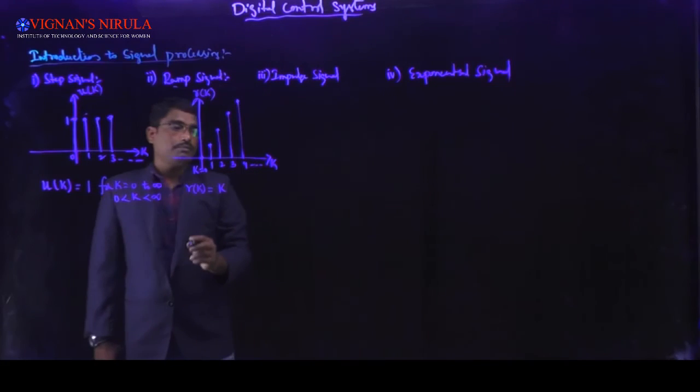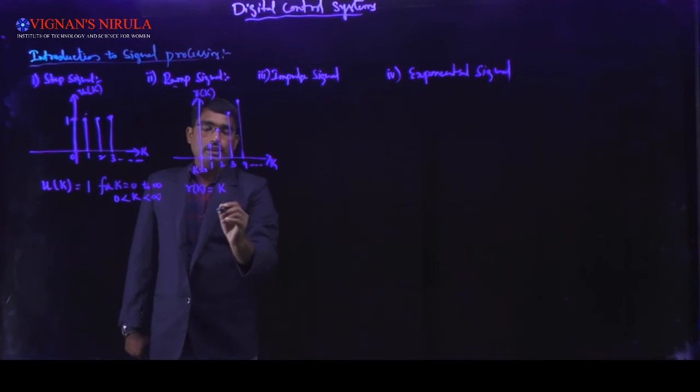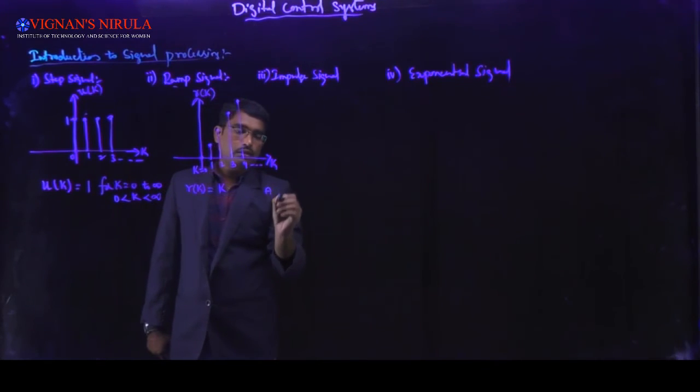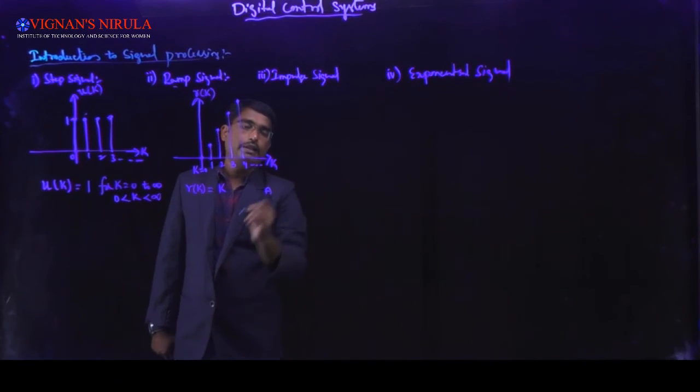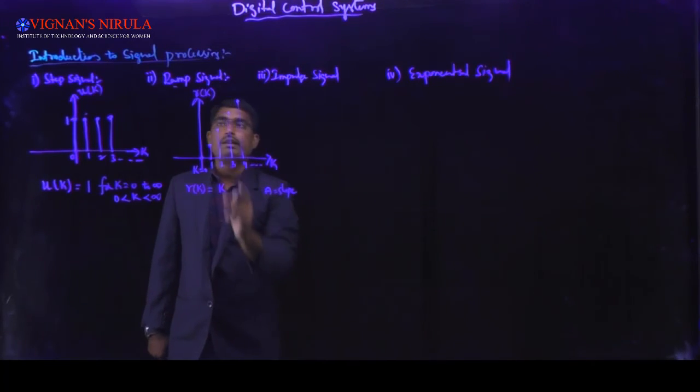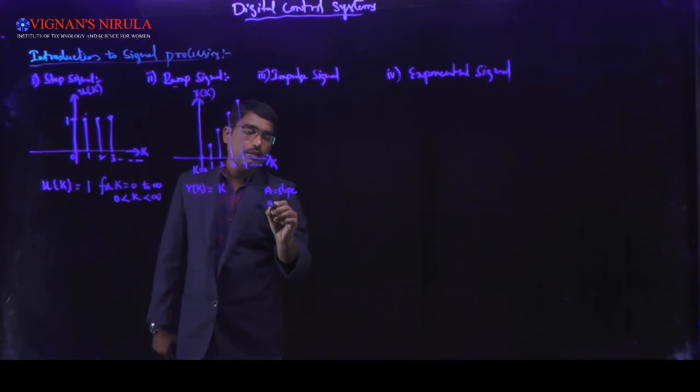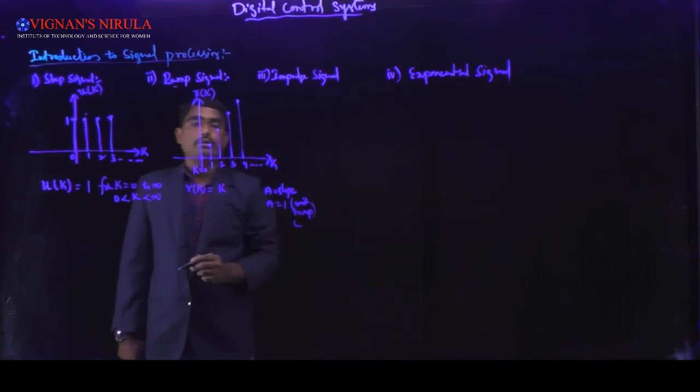Ak means, in general, in the continuous time signal we will write at, where a indicates the slope. Here I am taking the unit ramp signal. For the unit ramp signal, the slope will be 1.